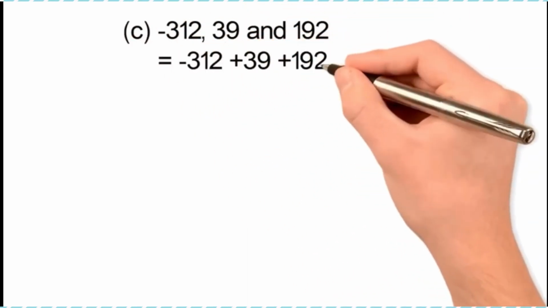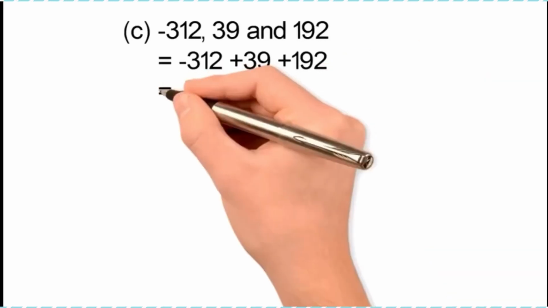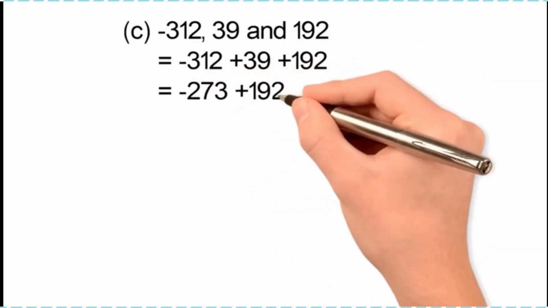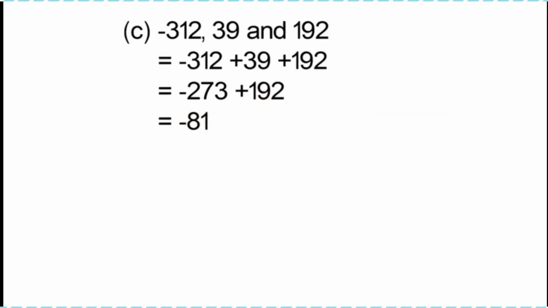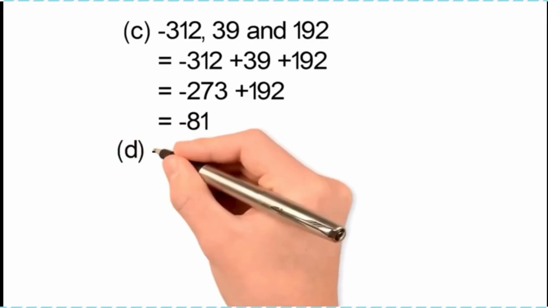Minus 312, 39 and 192. We are going to add these numbers. First what we can do is add the last two numbers because both are positive numbers. You can do this calculation in your rough column, which you must be doing on the right hand side. So here the answer will be minus 273 plus 192. So I had started from the beginning, that is minus 312 plus 39, and I had got the answer minus 273 because the greater number again is negative.